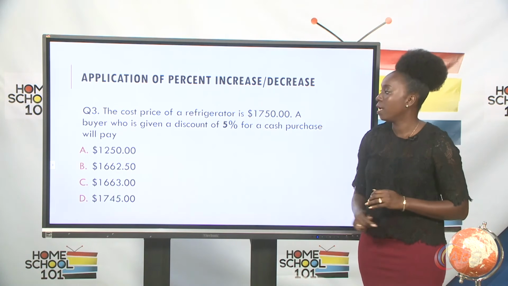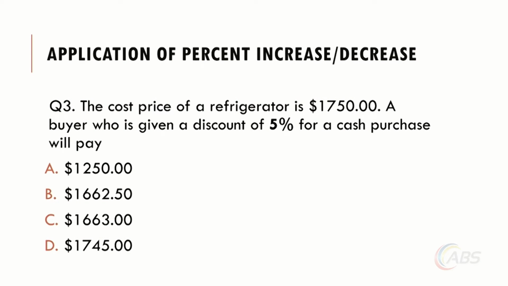Question 3. The cost price of a refrigerator is $1,750. A buyer who is given a discount of 5% for a cash purchase will pay what? So again, let's highlight the information that we need. The refrigerator cost this amount. The buyer was given a discount of 5%, and so they want to know what will the buyer pay after the discount of 5%. And so let's find 10%, because we always start there.